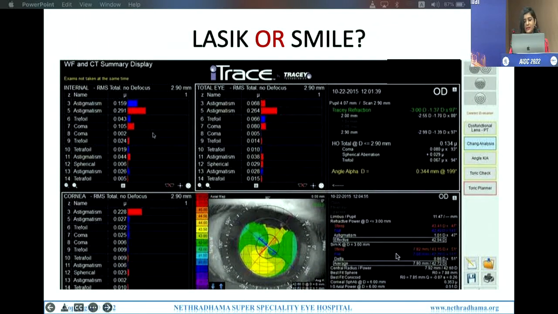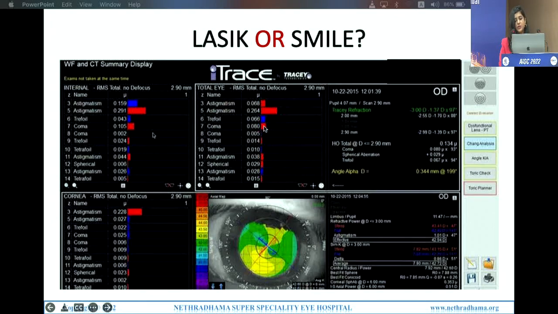Okay, so this is a display called the Chang analysis. This is nothing but the RMS split into the total aberrations, the internal, and the corneal aberrations. So the idea is that the cornea naturally has a bit of a positive spherical aberration of about 0.27, and the lens naturally has a negative spherical aberration, and these two cancel each other out. Now in this map you can see that even though the higher order aberrations in the total eye is a little less, the internal is a little more. So this may be cancelled out by the corneal aberration.